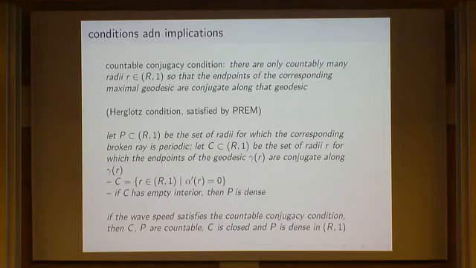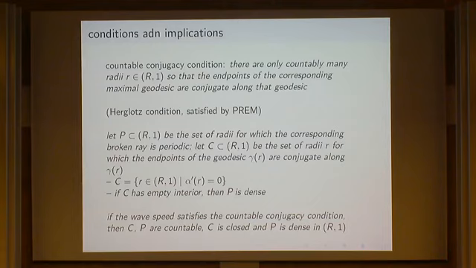Now this is in fact very, very close to the old Herglotz condition. If you're familiar with travel time tomography, I'm not going to do that detail, but it is a Herglotz-related condition. And of course it's satisfied by PREM. If you wonder, is this condition actually realistic? Well, any sort of standard radial model that we work with satisfies the countable conjugacy condition. So what does that imply?